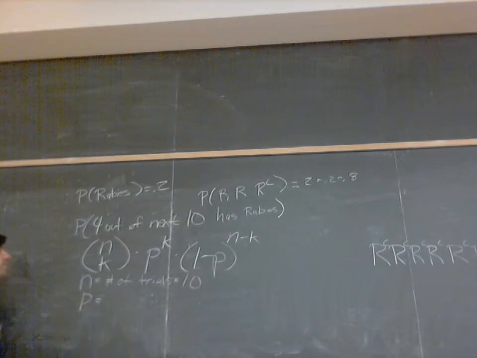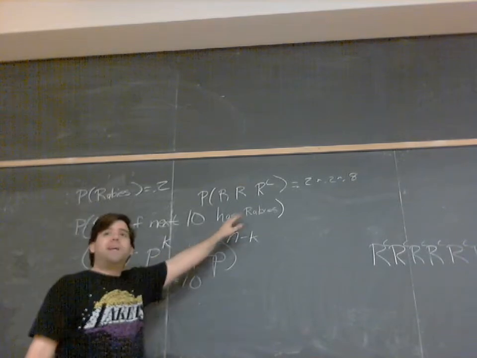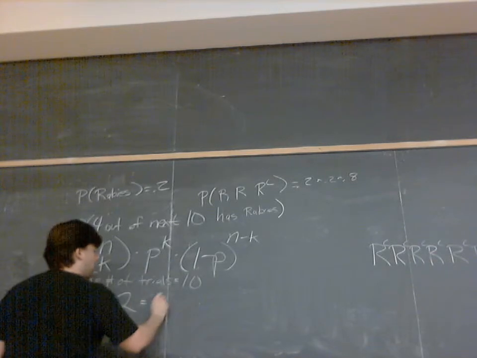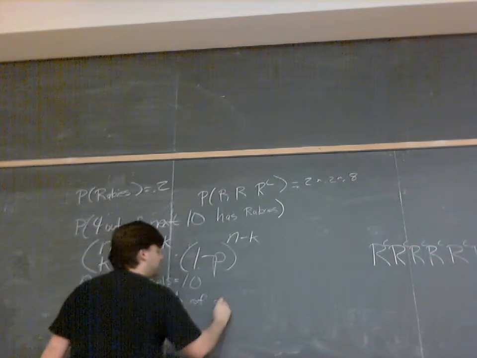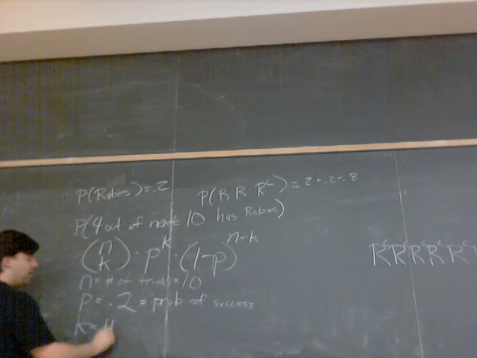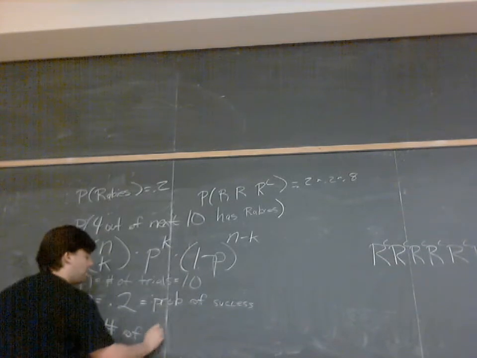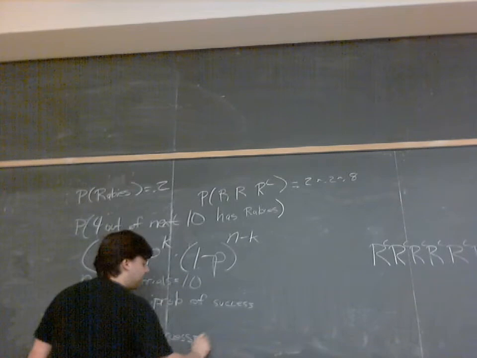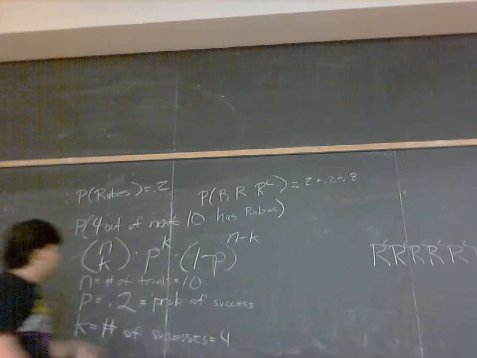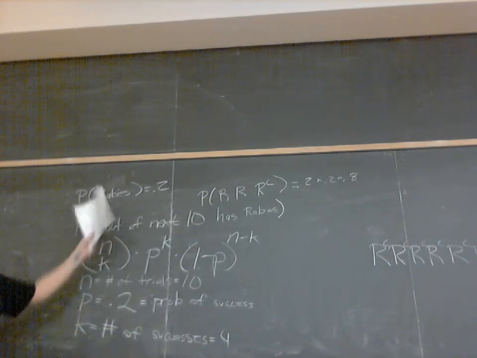P is the probability of success. Again, we don't use these words literally. In this case, success would be having rabies. What's the probability of rabies? 0.2. And K is the number of successes. In this case, it's 4. K is just what the question is asking me. It could be anything between 0 and 10. The 0.2 is given. It's the probability of rabies for any of those 10 dogs.